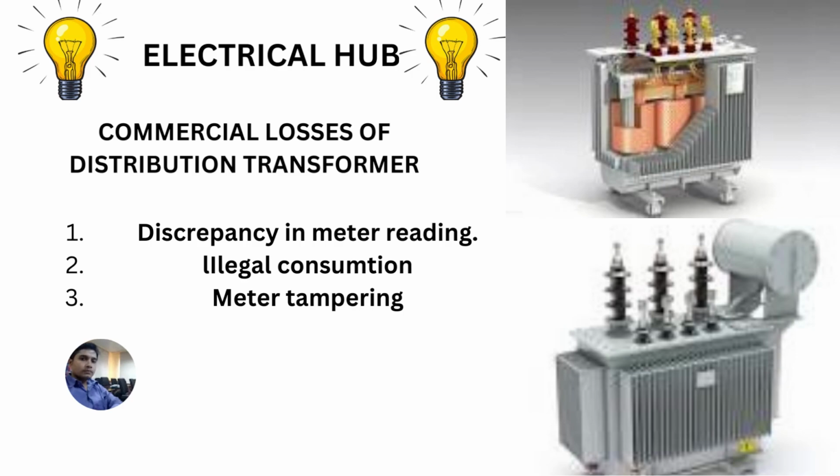Secondly, illegal consumption. Mostly in the rural areas, some people tap the line and take the power for their homes or shops. It is under illegal consumption of power, which causes losses commercially. Then meter tampering. Before, we were not using the electronic meter. So a lot of cases of meter tampering were found, which causes the commercial loss of distribution transformers.